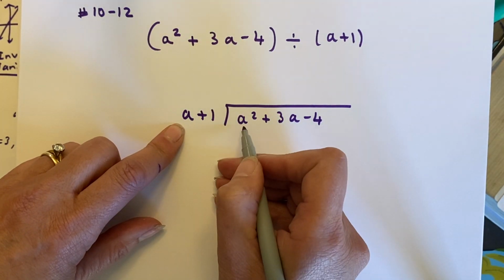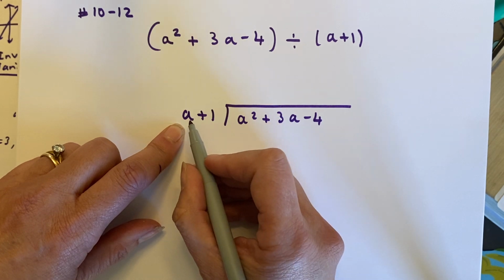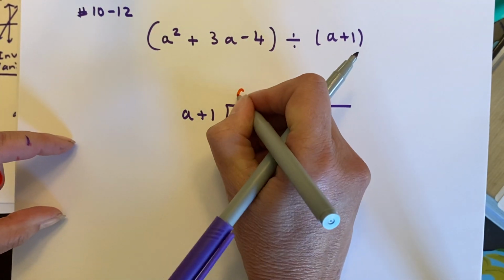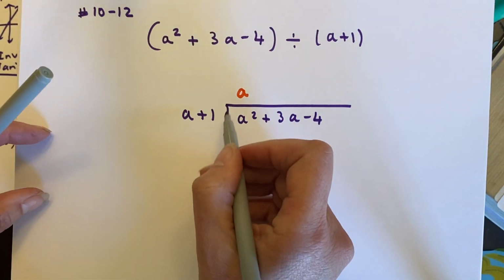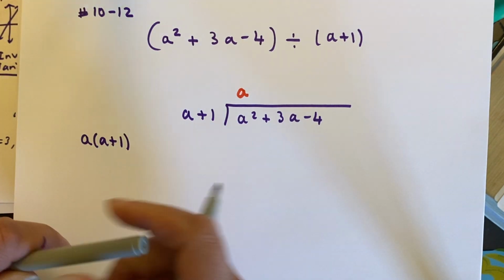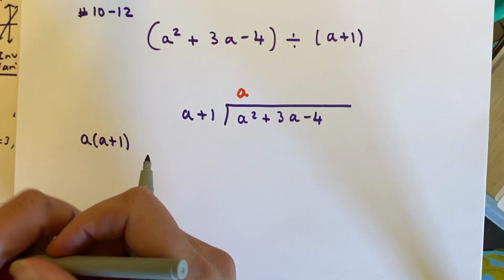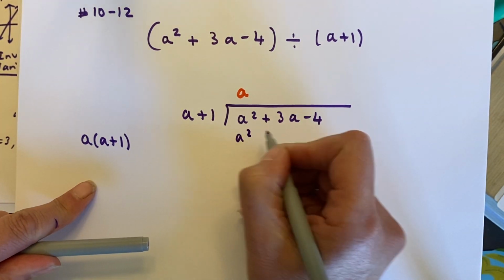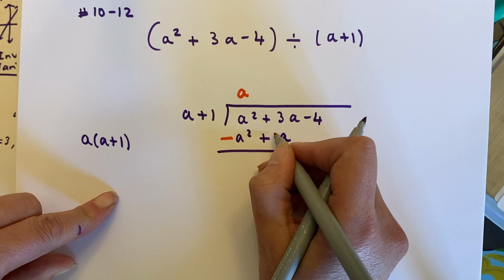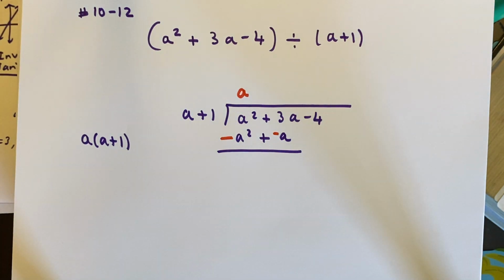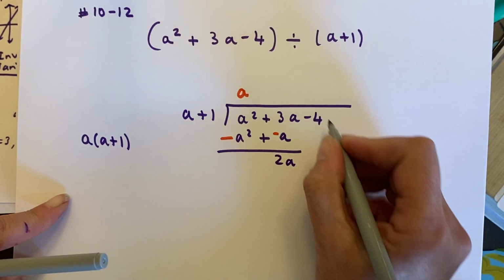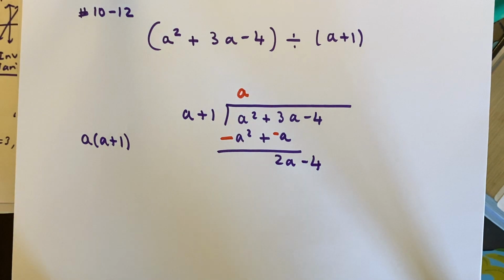How many times is a going into a squared? Or you can also say a times what is a squared? Well, a times a is a squared. So a times, and once I've done that, I'm going to put a times a plus 1 over here just to remind myself of my first step. And I get a squared plus a, and I'm going to subtract that, which means I'm changing my signs from a squared plus 3a. When I do that, here I get 0, and I'm left with 3a minus a, which is 2a, and I bring down my negative 4.